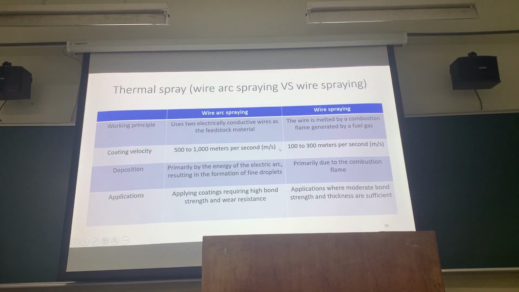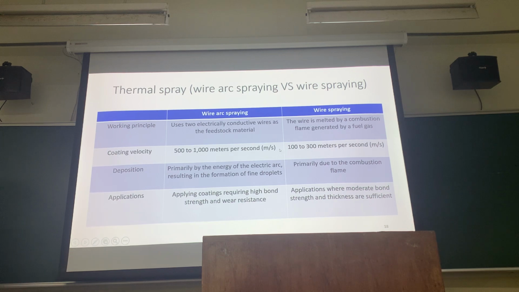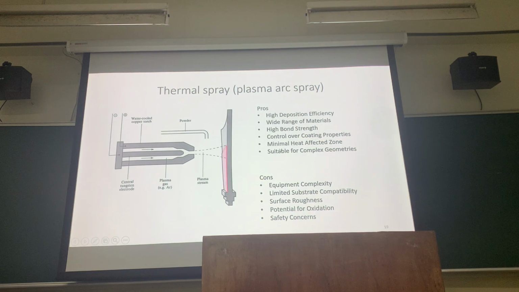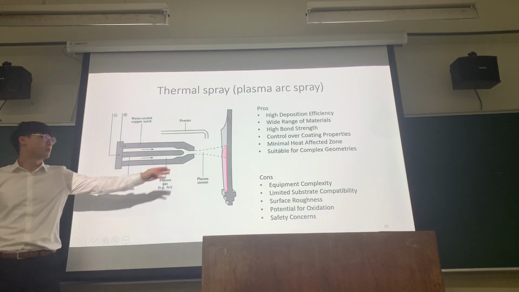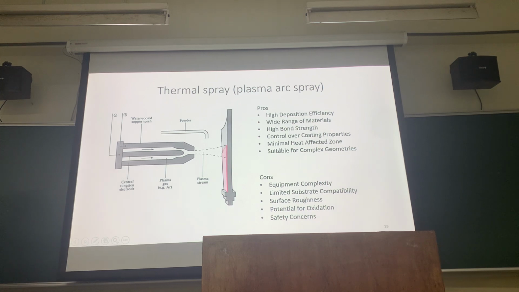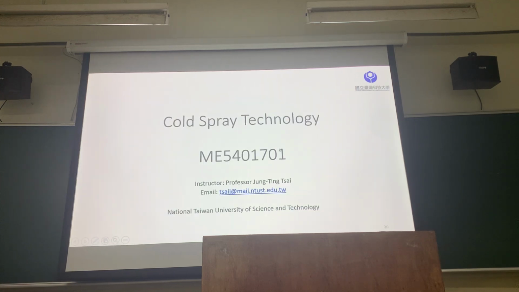Alright, so over here I also organized the wire arc spraying and wire spraying. You can have a look by yourself. I won't go into detail. Thermal plasma spray is kind of the same as the previous one. Plasma arc spraying is a little bit different. You have again positive, negative, and then plasma gas feeding in, and powder coming from the outlet, and then the spray. All right. Any questions so far?